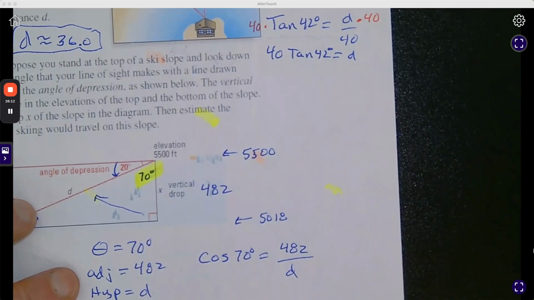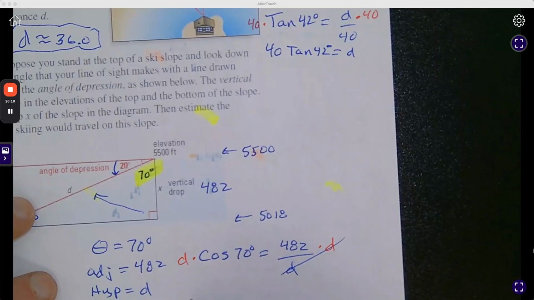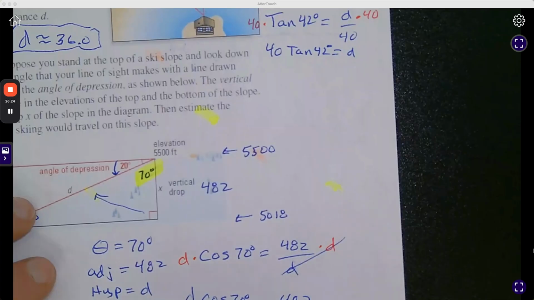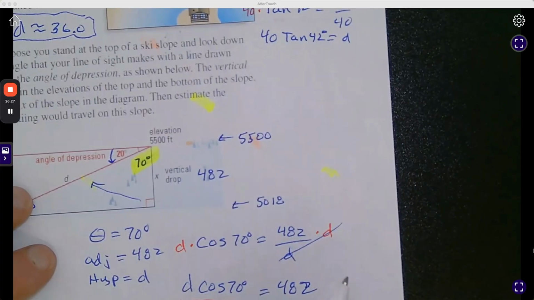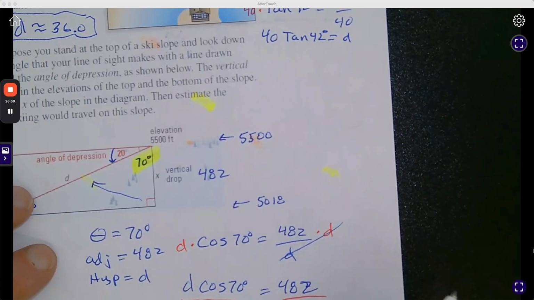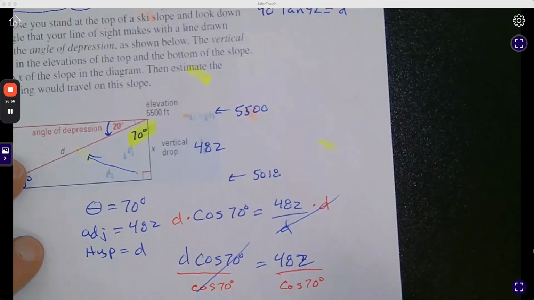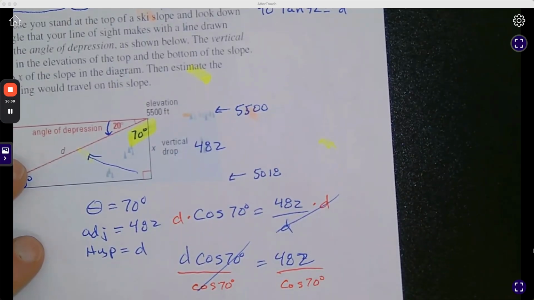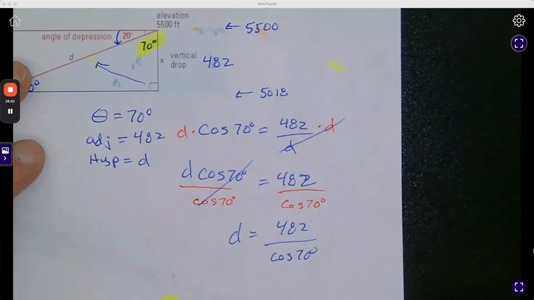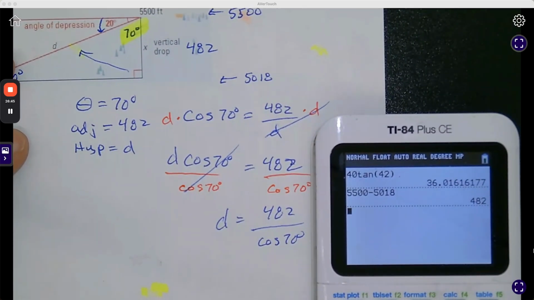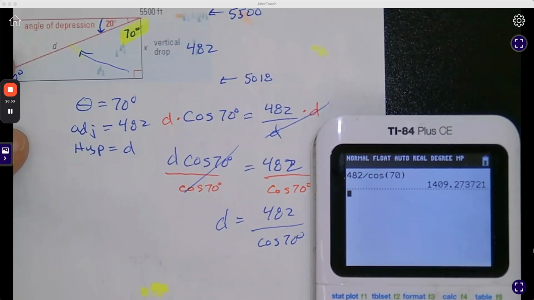This is where the variable's in the denominator, so you have to multiply by the variable to get it out of the denominator. And then you're going to have to divide by the trig function. Okay, D equals 482 divided by cosine of 70 degrees. Put that in your calculator. I went off again. It's like falling off the ski slope. Cosine of 70. Enter. 1409.3.